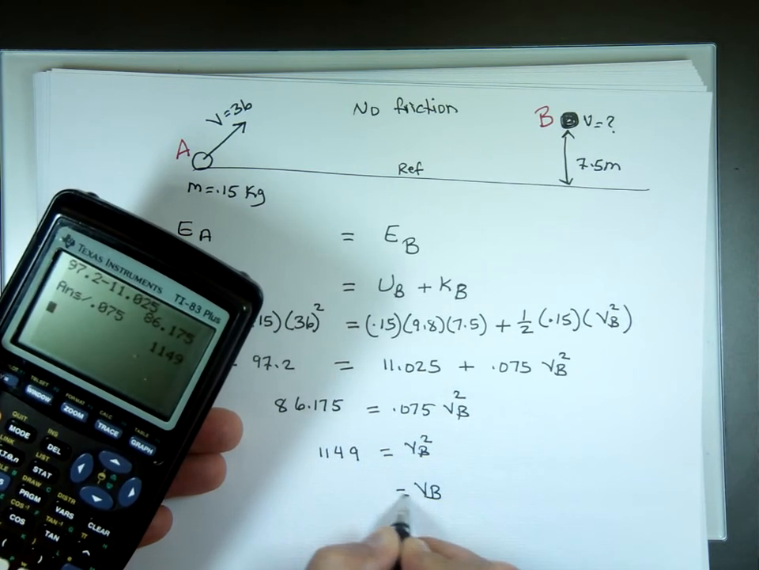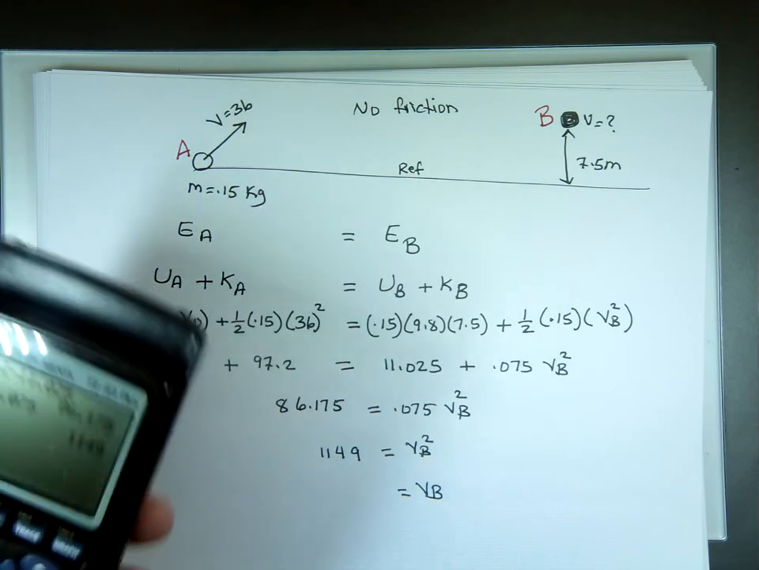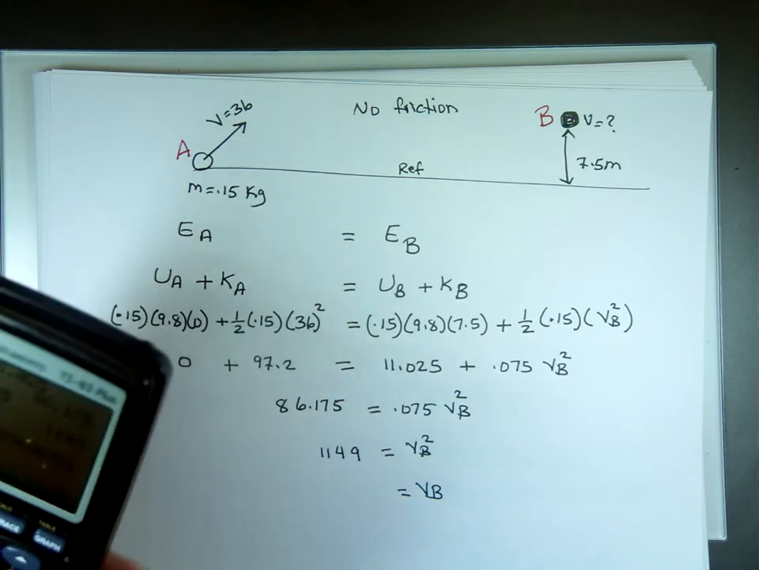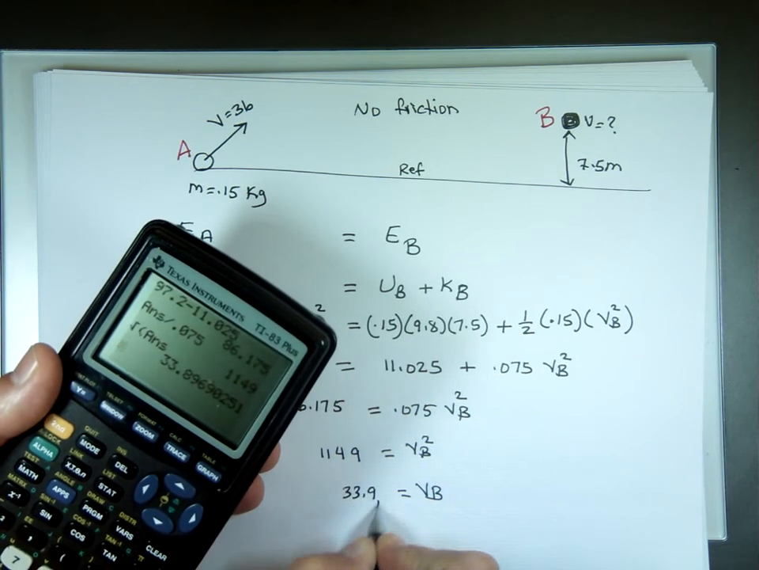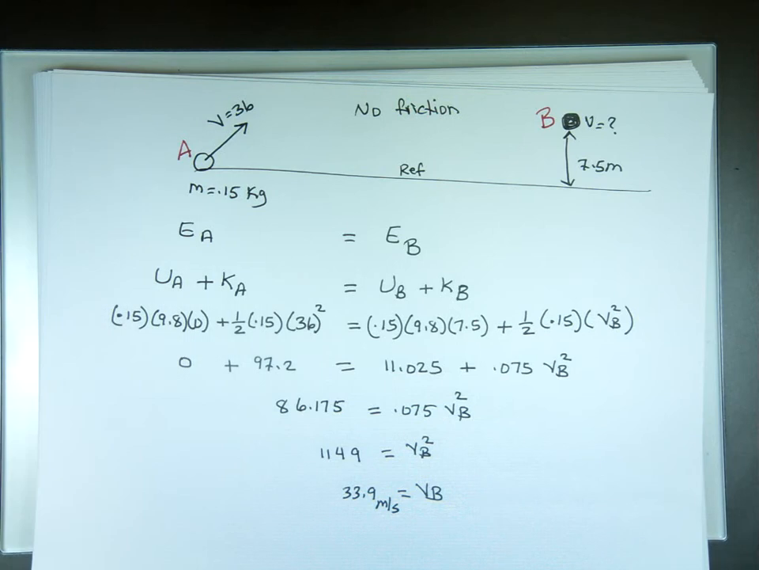What is the velocity at B going to be? The square root of that number, 33.9 meters per second. So that ball is still cruising. Almost 34 meters per second. That's 70 miles an hour, still moving. It's coming at you. You better use a glove when you catch it. Your hand's going to sting.